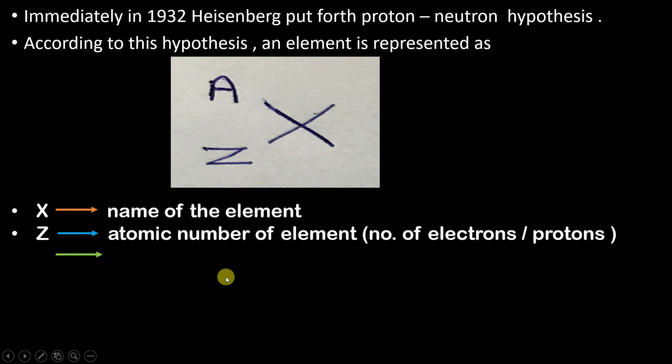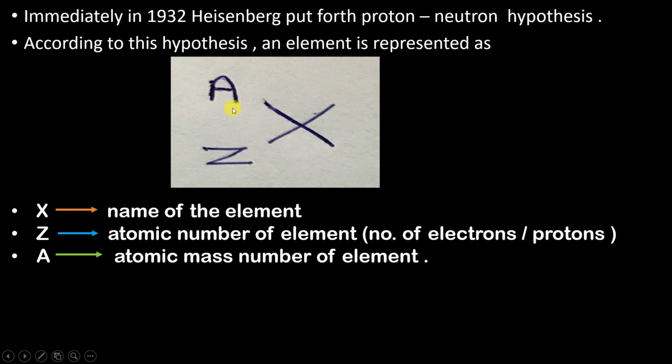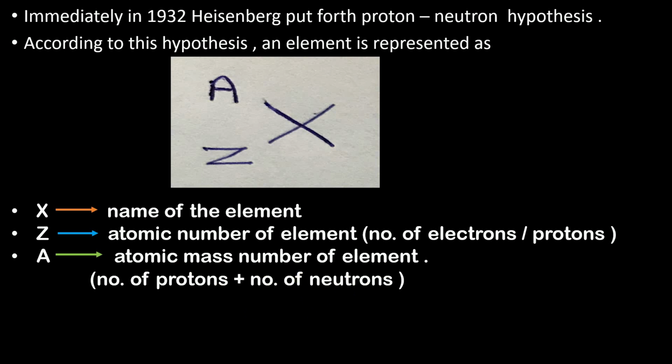And this Z is nothing but the atomic number of element. What is the atomic number of an element? Atomic number is nothing but number of electrons or number of protons. You can take either one, because in an atom the number of electrons and number of protons are same. And this A is nothing but the atomic mass number of an element. And what is atomic mass number of an element? That is nothing but the number of protons plus number of neutrons. We are not considering electron while calculating the mass of the atom. Why? Because the mass of an electron is very less as compared to the protons and neutrons, and thus it is neglected.